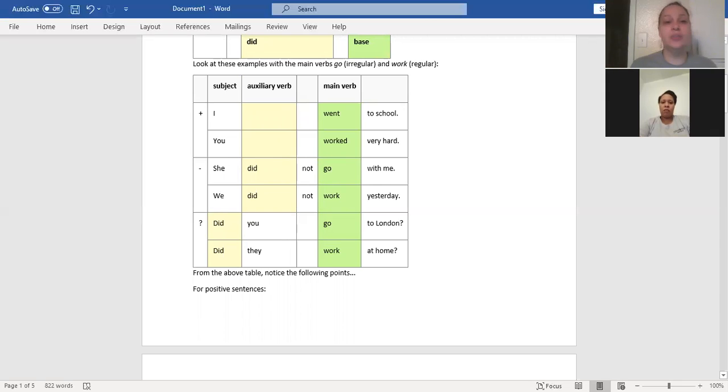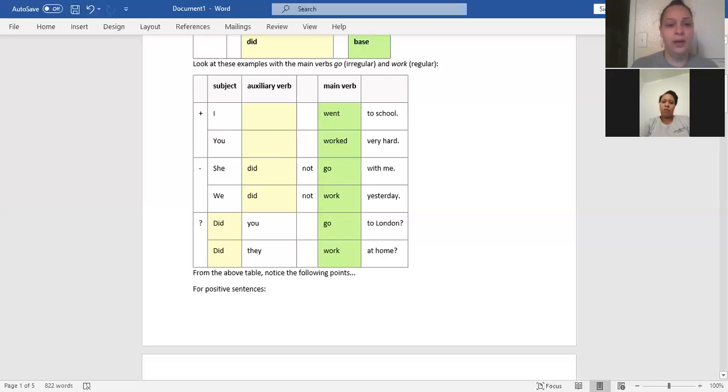Let's look at some that do have auxiliary verbs. She did, which would be the auxiliary verb, not go, which will be the main verb, with me. And the last two that are listed would be did, which is the subject. The auxiliary verb would be you, and then the main verb would be go, and then the subject London. All right.